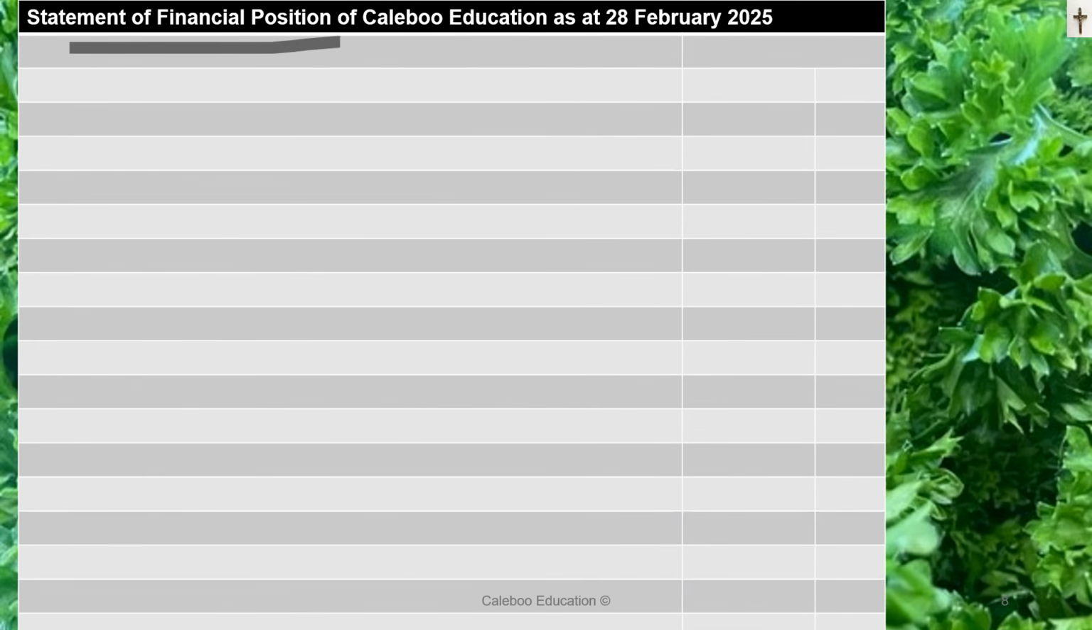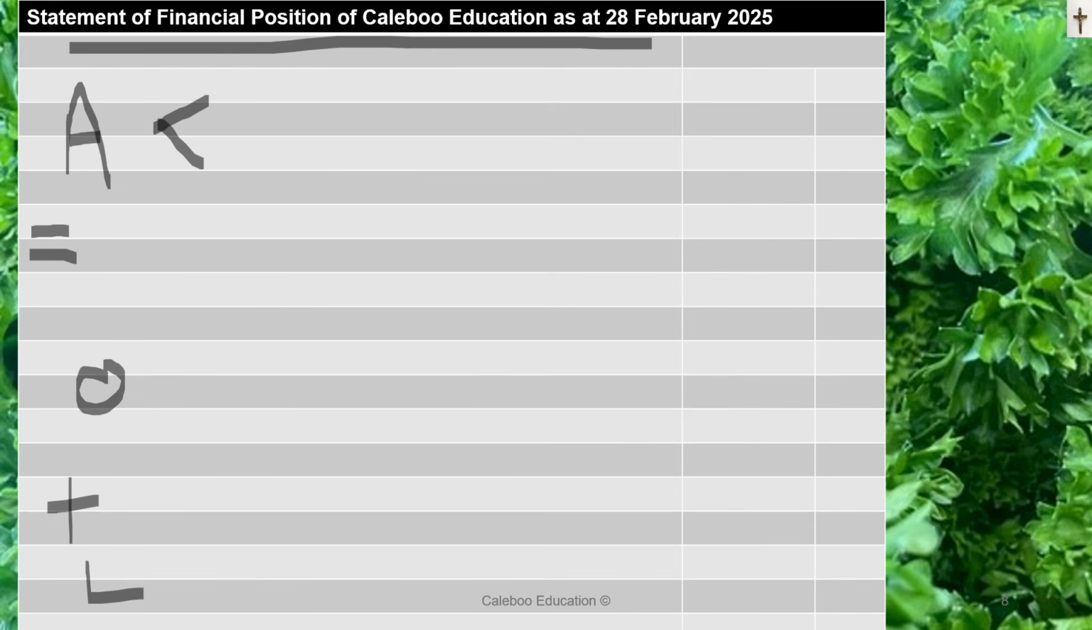You're given a statement of financial position, and in here, once again, you're going to have to know what goes in here. And you've got assets equals owner's equity plus liabilities. That is the accounting equation. Easy. Non-current assets, current assets. Owner's equity, capital. Your liabilities, non-current and current.